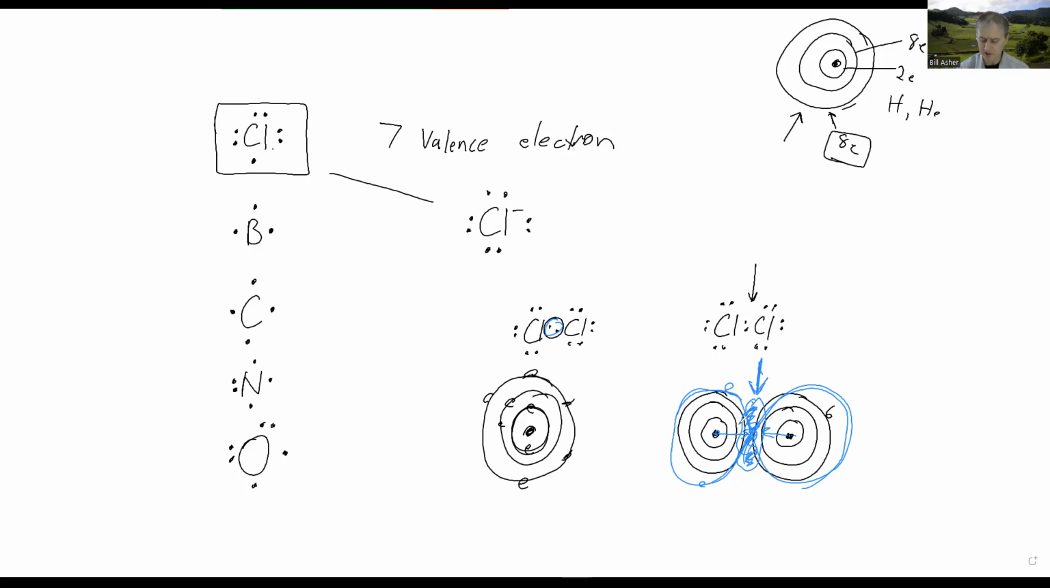So for example, oxygen, go back to black. Oxygen, remember, in its elemental form is O2.